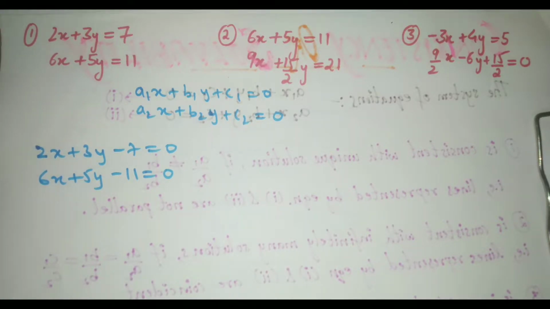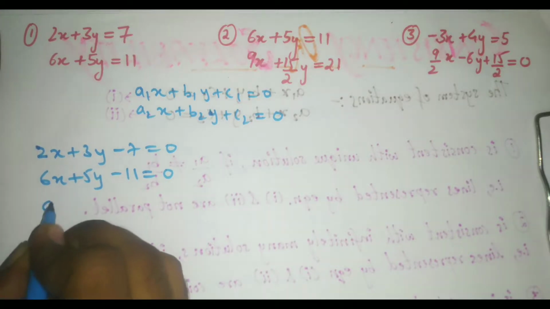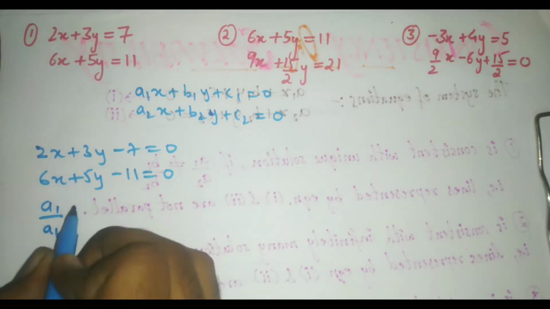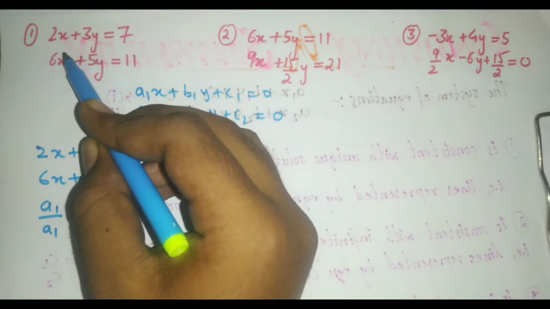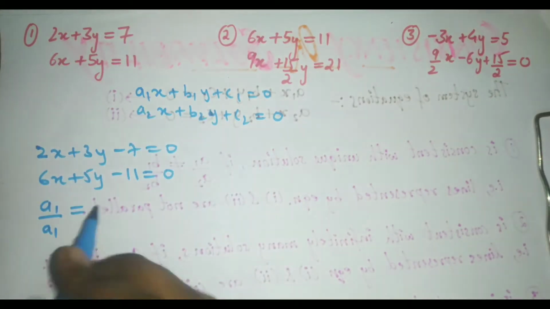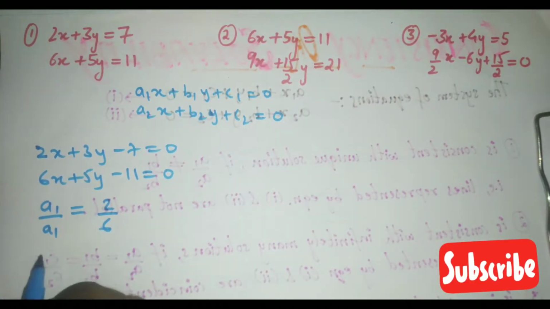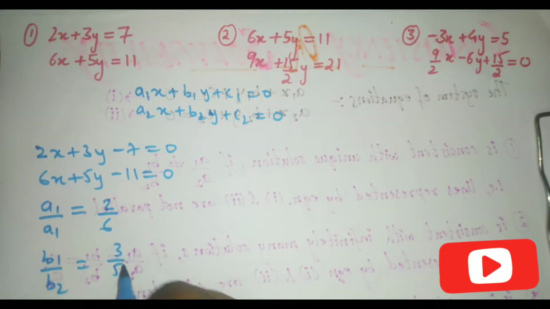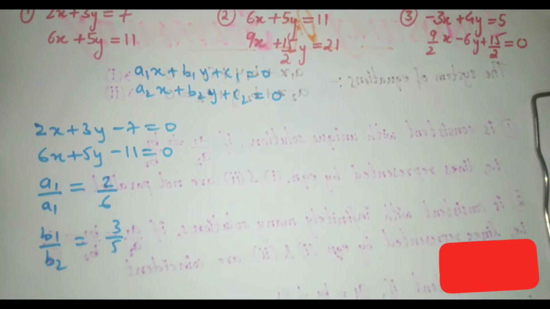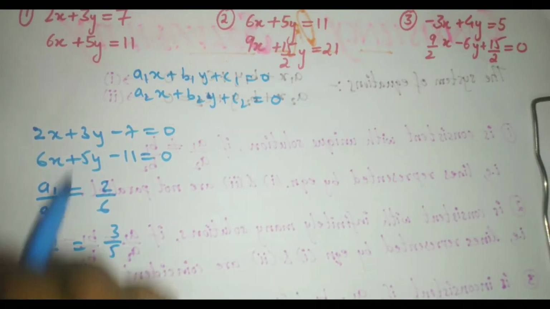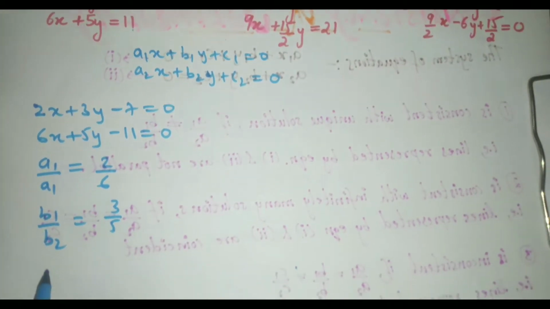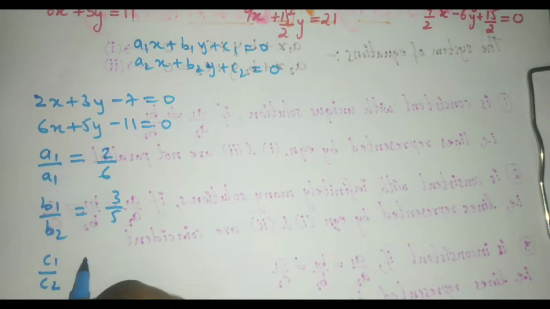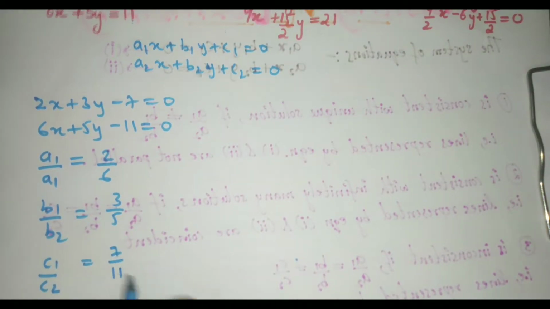Now what you have to do is check whether a1 by a2 is equal to b1 by b2. a1 by a2 is nothing but 2 by 6, and b1 by b2 is 3 by 5. Fine. So a1 by a2, b1 by b2. What about c1 by c2? That is 7 by 11. So c1 by c2 will be 7 by 11.